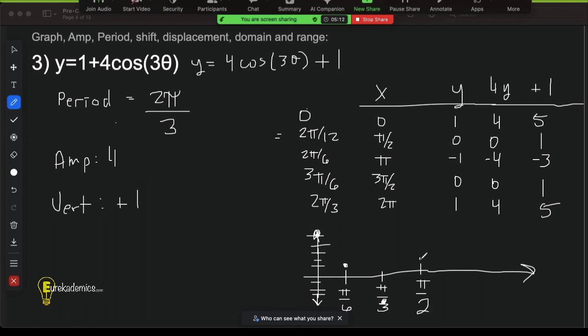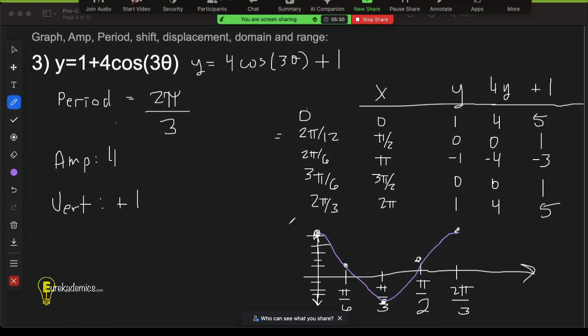That receives probably the mirror of 1. Yes, it does. Our last tick, 2 pi thirds. There's your period. Goes up to 5. Yes, it does. So let's add a little color to this. And there is your cosine cup.